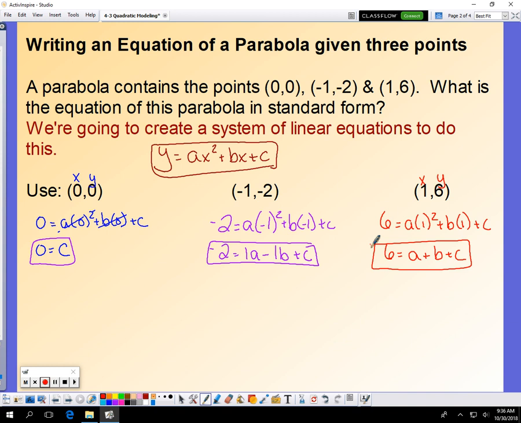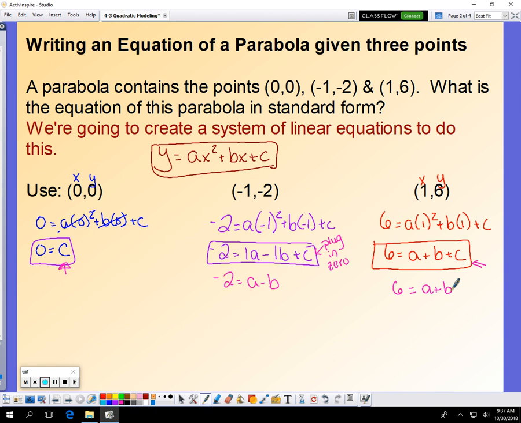There's our 3 equations. This is all reminiscent of our last unit. So now we know that c over here is 0. So if c is 0, I can plug that into these 2 equations. If I plug a 0 in for c, I get negative 2 equals a minus b. If I plug a 0 in over here for c, I get 6 equals a plus b.